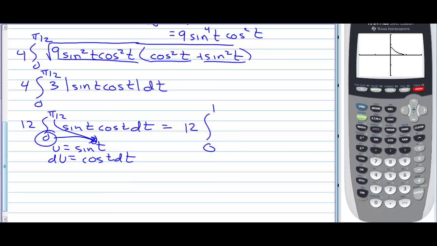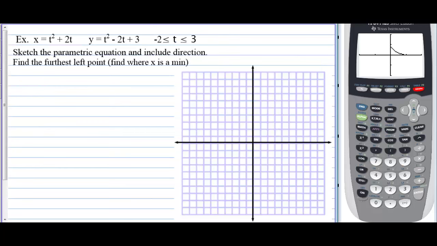So now we're only integrating from 0 to 1 of u du. We have 12 integral of 1/2 u squared from 0 to 1. Well, that's just going to be half of 12. The answer is 6.